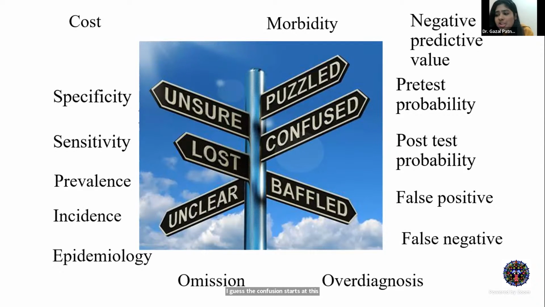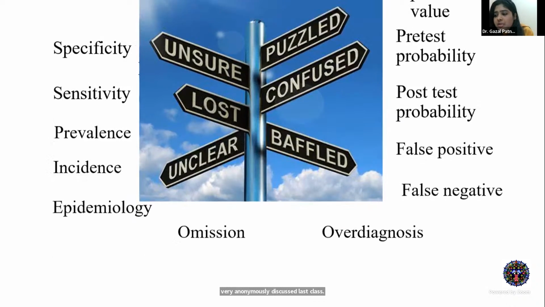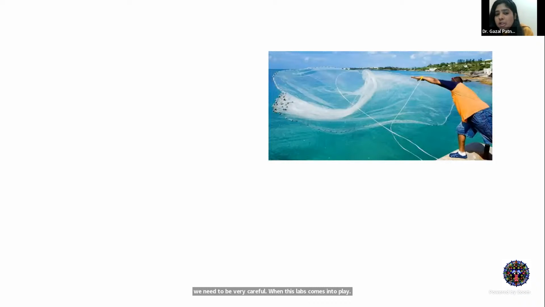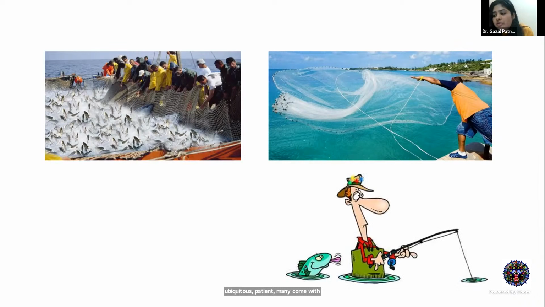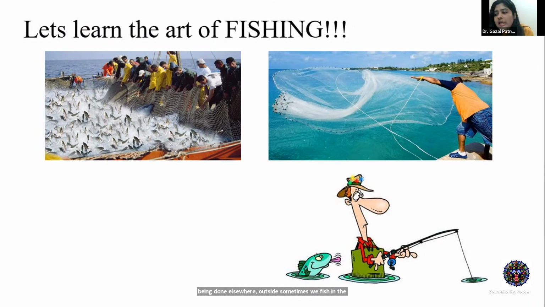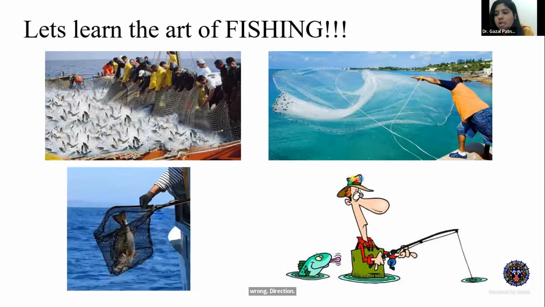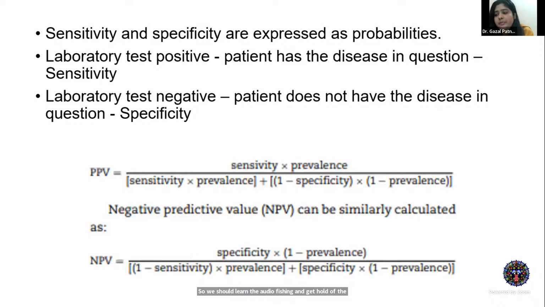Clinical features and imaging were discussed in detail last class. So we need to be very careful when labs come into play. We have all heard about something called fishing in a uveitis patient. Many come with tests already done elsewhere outside. Sometimes we fish in the wrong direction. So we should learn the art of fishing and get hold of the correct one. So let's begin solving each entity.